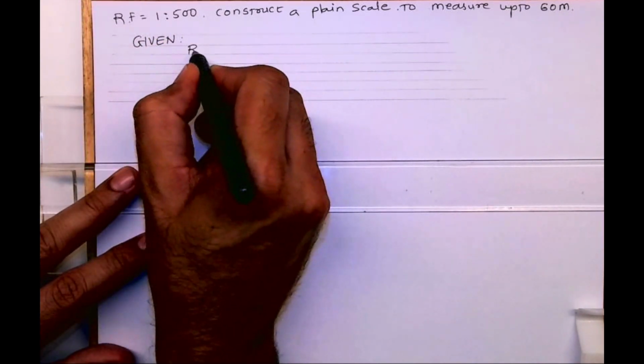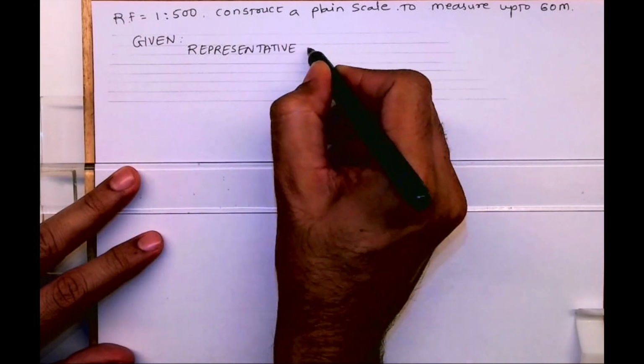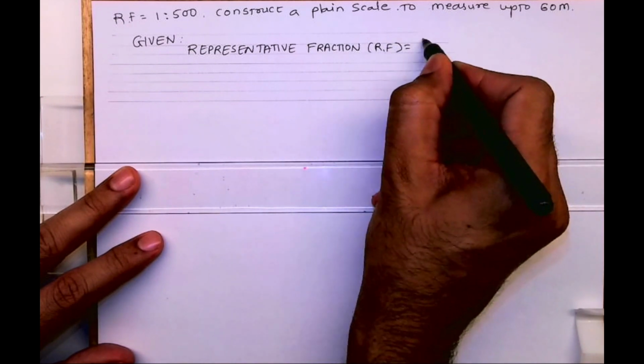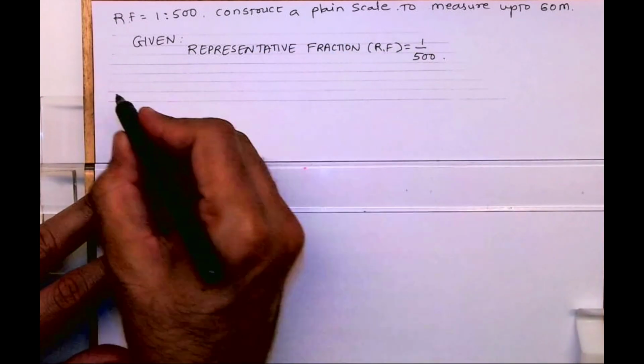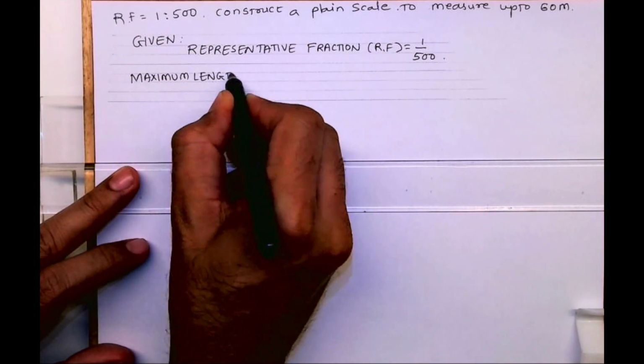So first we will write the given data: representative fraction, which is 1/500. You need to write it in full form. Then maximum length to read up to 60 meters.